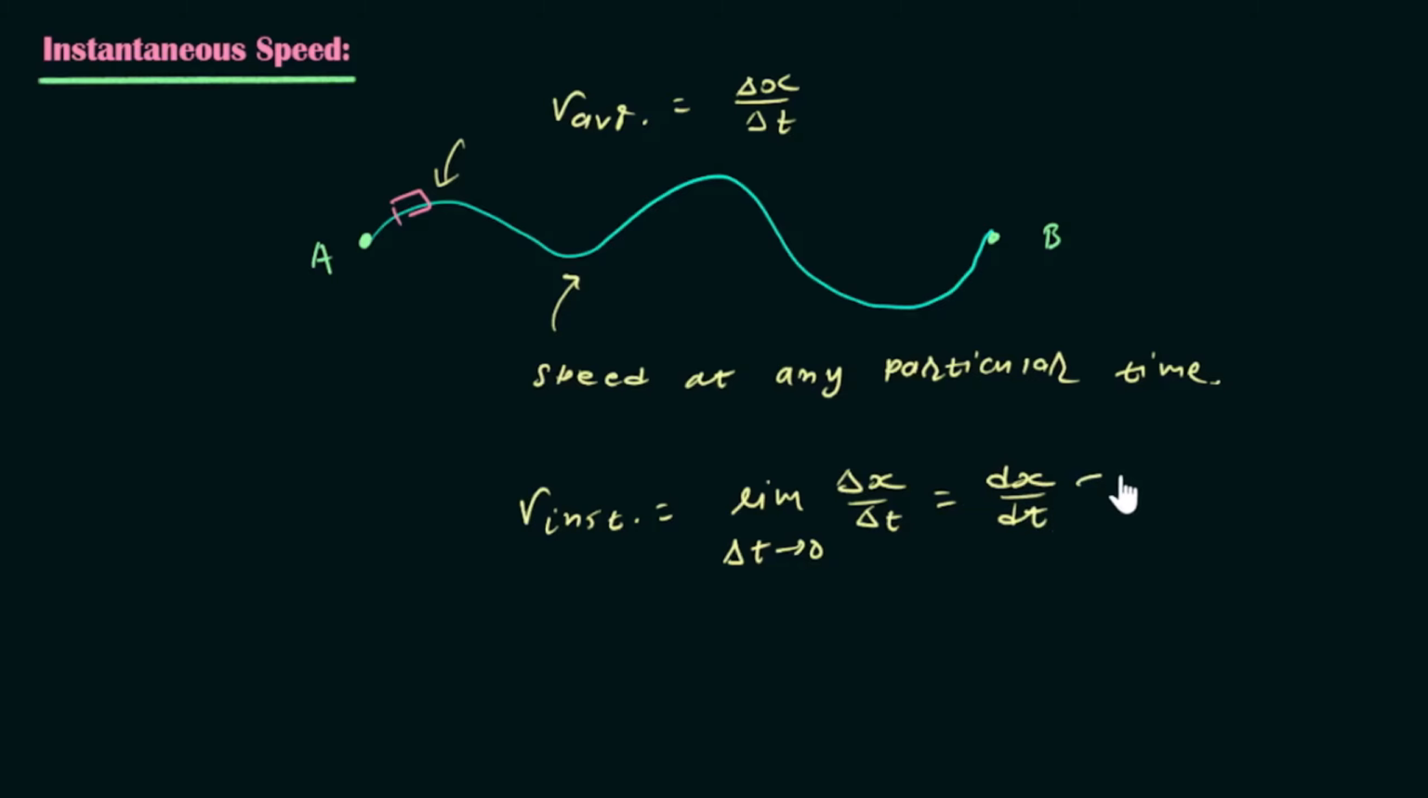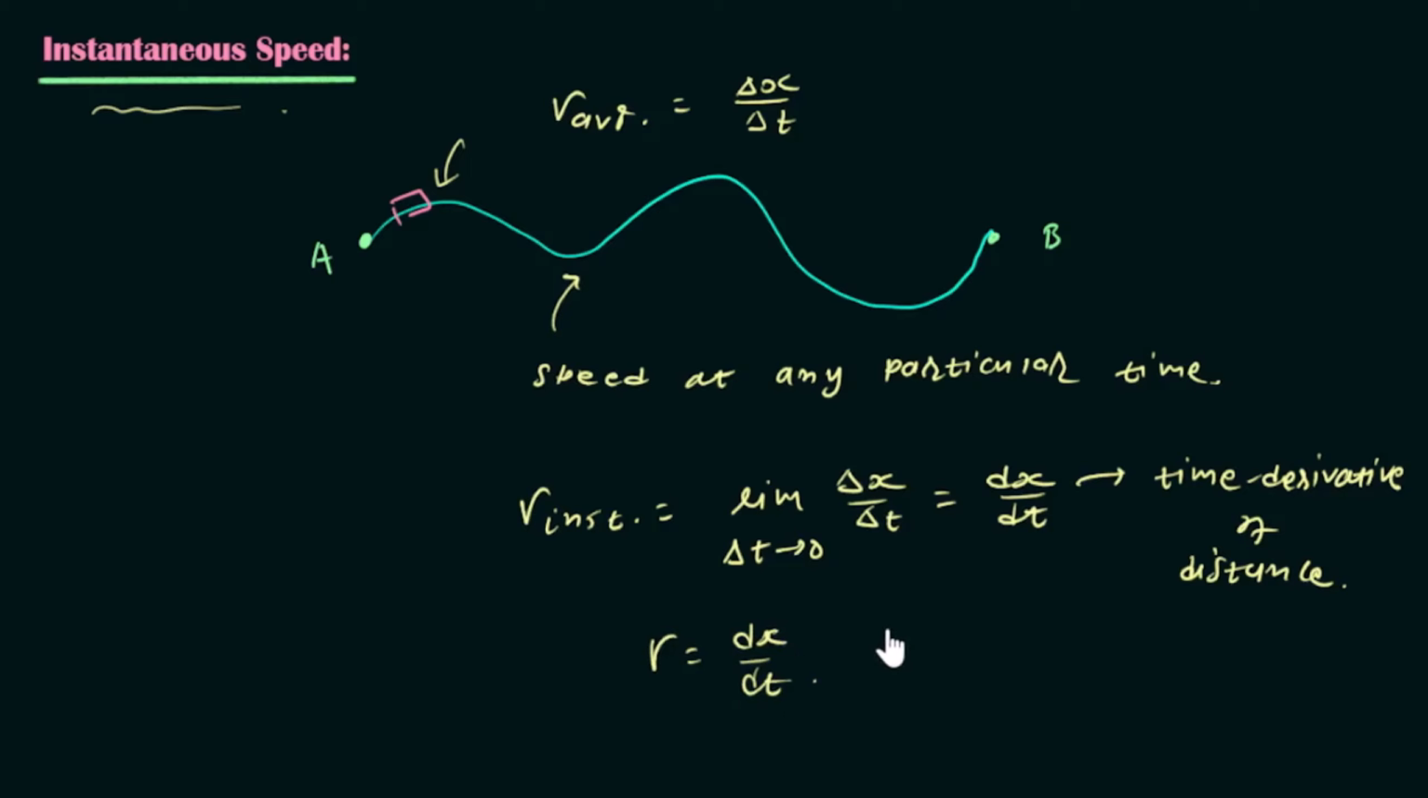Basically this is the time derivative of the distance. So the time derivative of distance is known as instantaneous speed. Instantaneous speed can be written as dx by dt. That's what we will remember in short. Now let us solve a few problems based on instantaneous speed and average speed, so we can have some idea how to deal with such kind of problems.